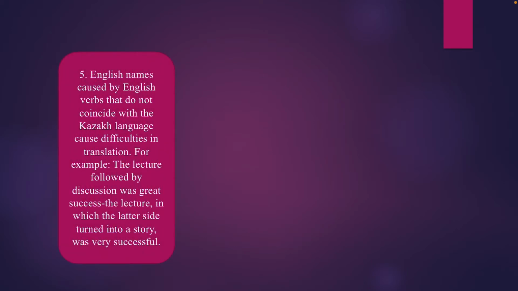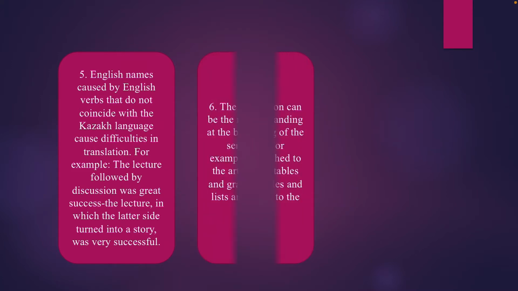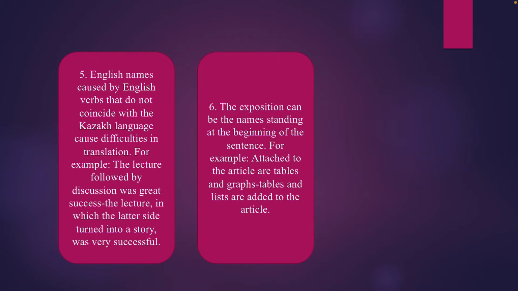The fifth, English names caused by English verbs that do not coincide with the Kazakh language cause difficulties in translation. For example, the lecture followed by discussion was a great success. The sixth, the exposition can be the name standing at the beginning of the sentence. For example, attached to the article are tables and graphs. Tables and lists are added to the article.